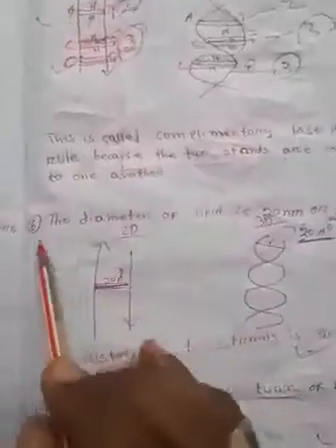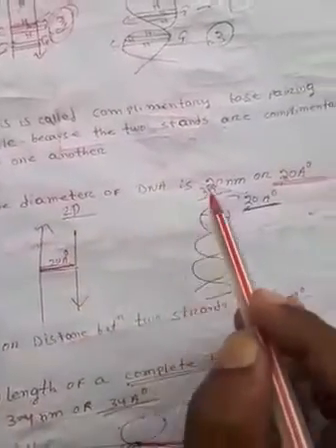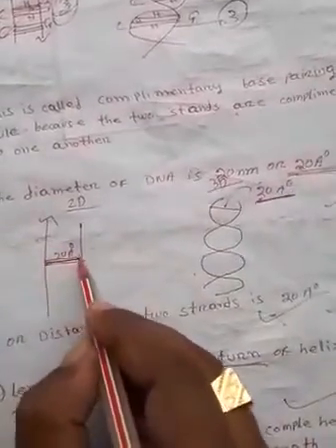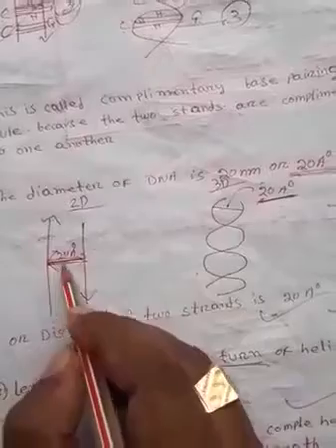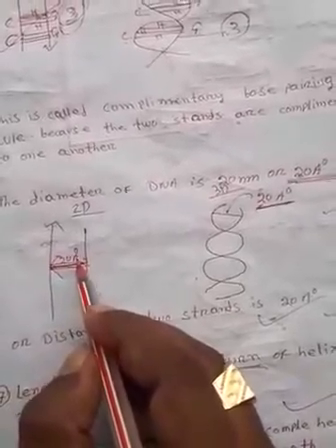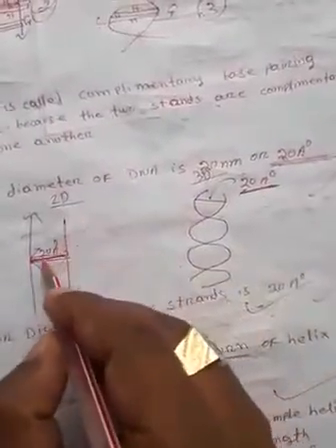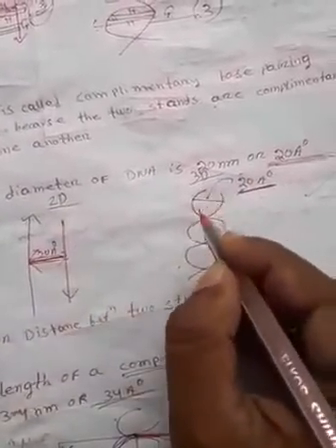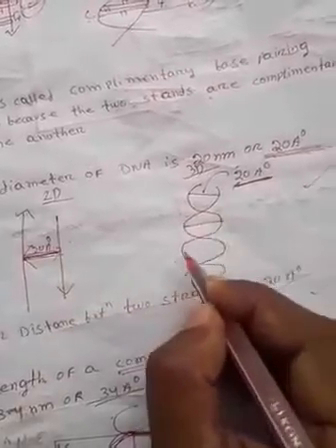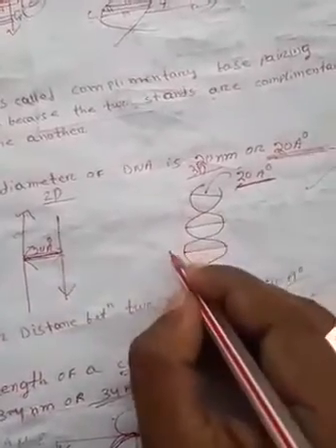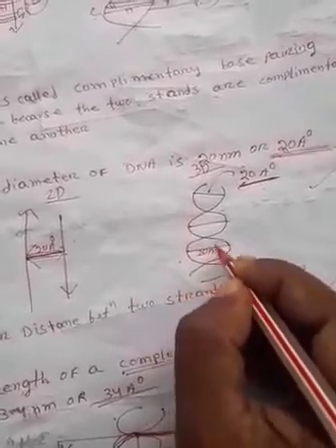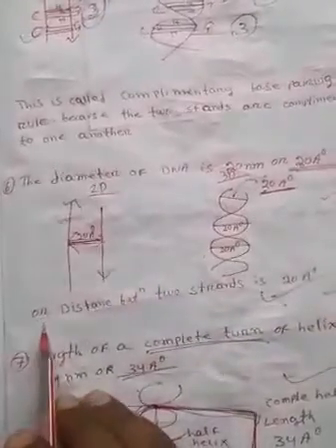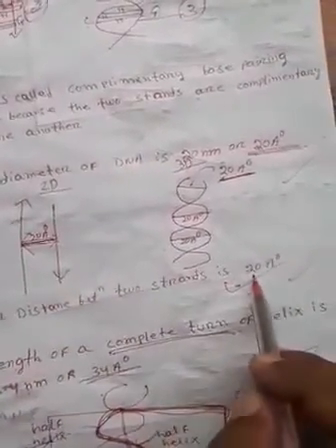Next, number 6. The diameter of DNA is 20 nm or 20 angstrom. The diameter means the distance between the two strands. The distance between the two strands is 20 angstrom, like this. If you see that in 2D, this is the distance between the two strands, or the diameter. If you see that in 3D, this is the distance between them. This distance is 20 angstrom, or you can call it the diameter also, or you can write it as the distance between two strands is 20 angstrom.